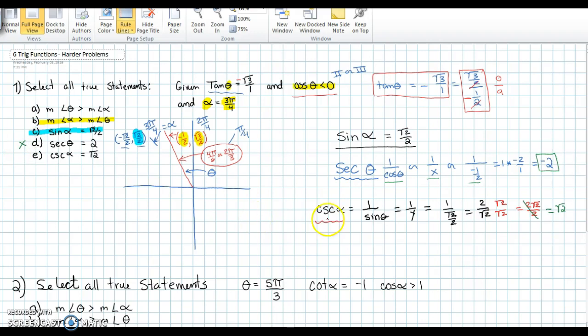Next you were asked for cosecant of alpha, which is 1 over sine of alpha, excuse me, not theta, which is 1 over y. Well, for alpha, y is square root of 2 over 2. When we invert and multiply, or when we reciprocate that fraction, we get 2 over radical 2. Need to rationalize the denominator. We do end up with square root of 2. So that means B, C, and E were the true ones.